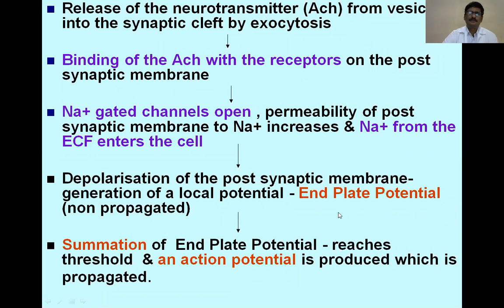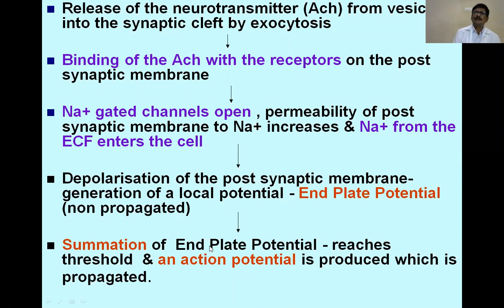Why is it so? Because of release of a large number of ACh-containing vesicles, and in turn each will have about 10,000 molecules. So all the end plate potentials, which are the local depolarizations happening in the motor end plate, will summate. Now the summated potential usually reaches threshold. Now an action potential will be fired.